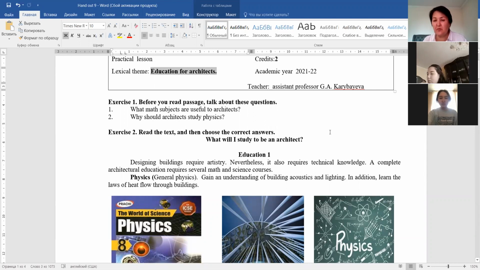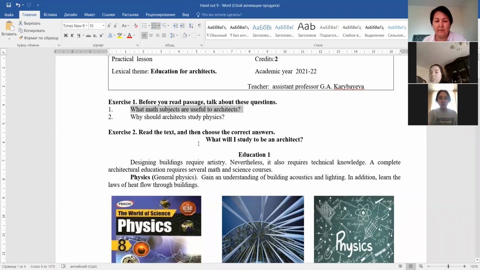The first question, exercise number 1. What math subjects are useful to architects? Algebra, trigonometry, to calculate the angles and strength of buildings. Yeah, to calculate the strength of buildings, that is good.